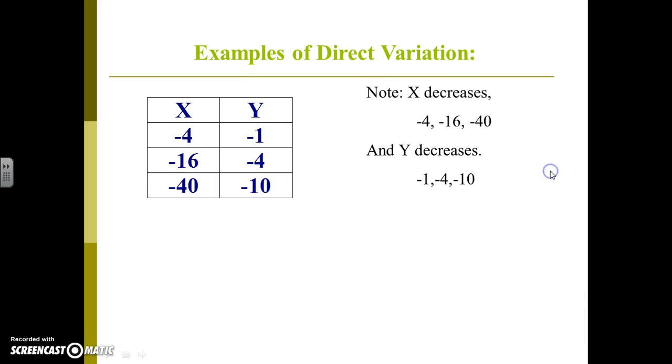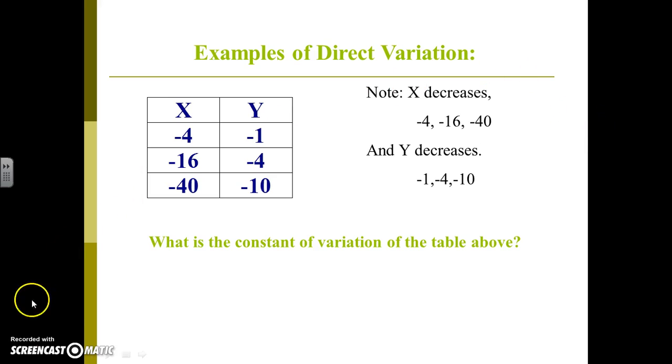Alright, let's move on. Now we have another one here with negative values. We notice that it actually turns out to be the same thing again. So I'll let you copy this table, and I'll give you a few seconds to answer the question here. What is the constant of variation?